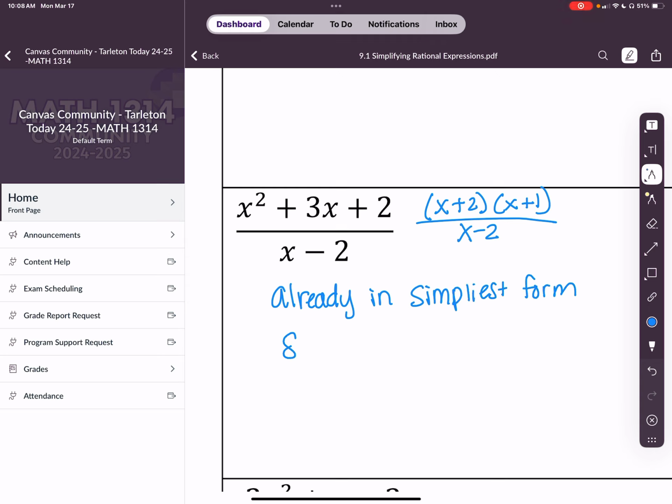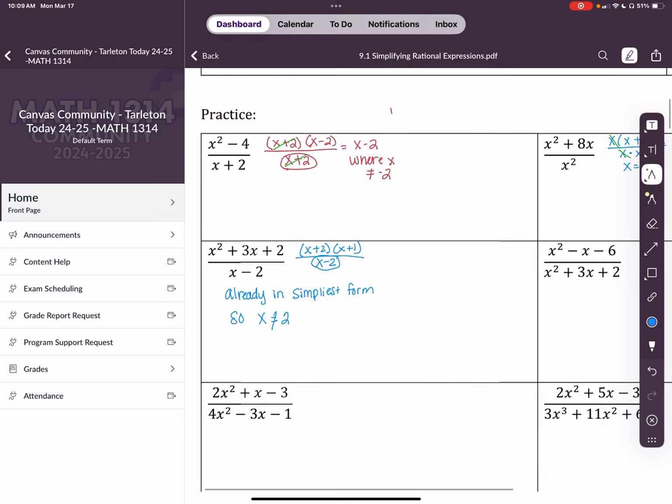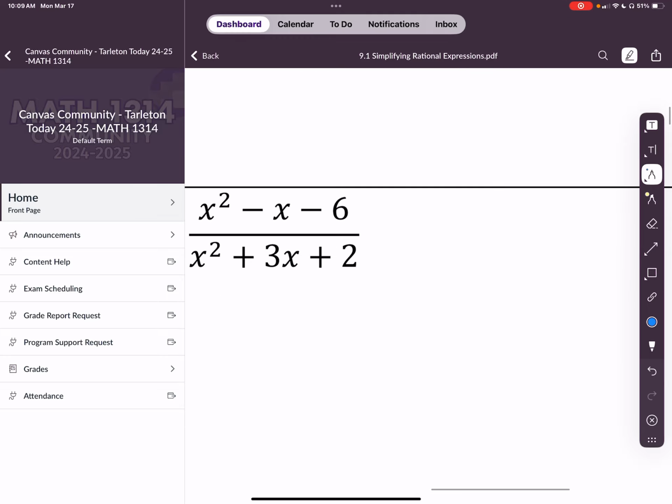All right, so x cannot equal, and it's going to be the opposite of, so x minus 2. That means that x can't equal positive 2. Okay. All right, moving along to the next one.